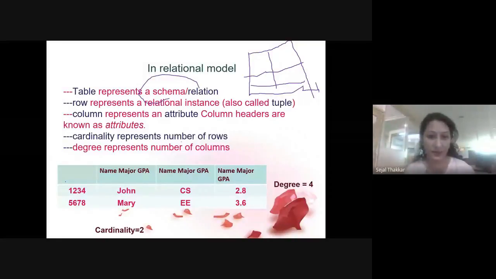So here in this table, there are four columns: 1, 2, 3, and 4. So I can say that the total number of columns equals four, which is the degree. And the number of rows we have entered into that table is the cardinality.